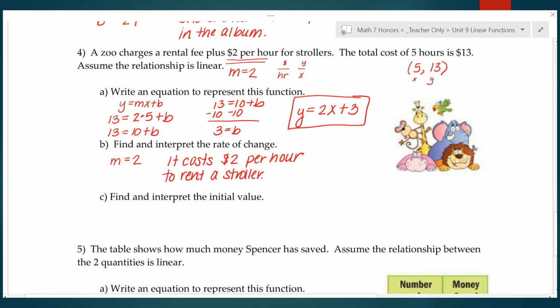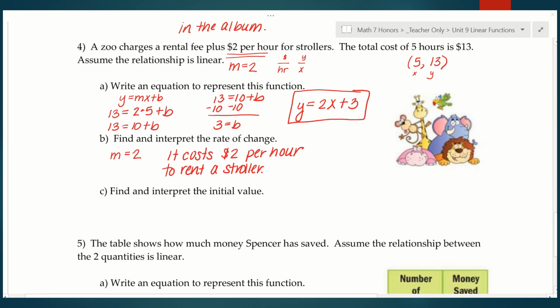Okay, find and interpret the initial value. The initial value, or the y-intercept, we found was 3. What does that mean? It means after 0 hours, you're being charged $3.